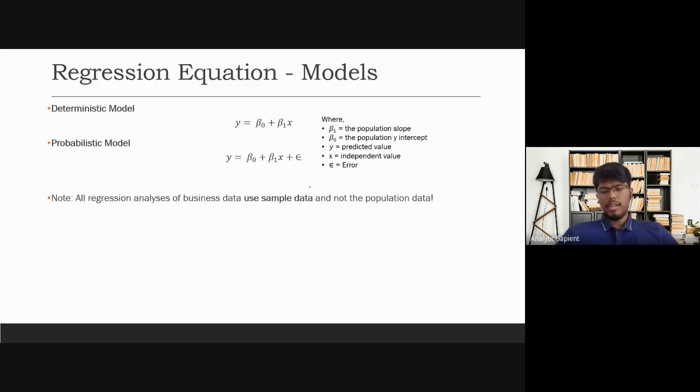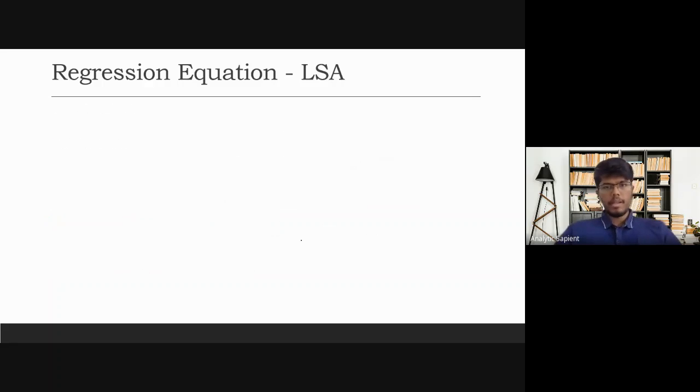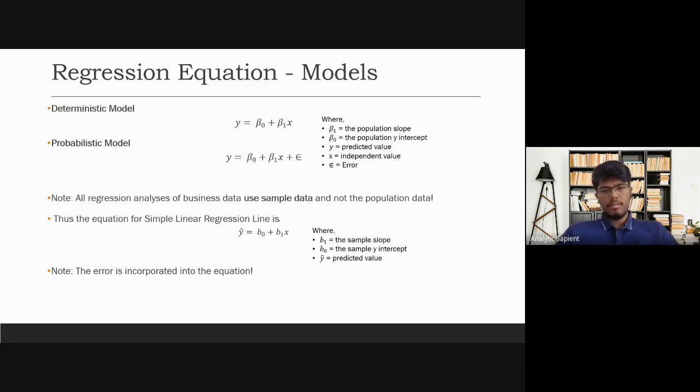Anywhere, even if you start working in the industry, it is always based on sample data. Thus, the simple equation for simple linear regression is y hat equal to b0 plus b1 into x, which is the sample intercept and the sample slope. Now you might be wondering where is the error, right? It is actually included by default. It is already incorporated in the equation. We don't have to write it every time.